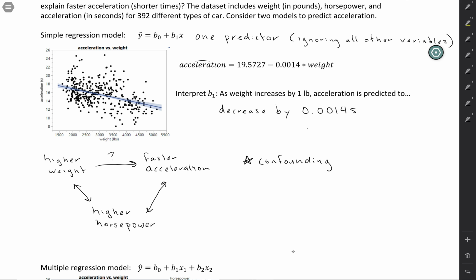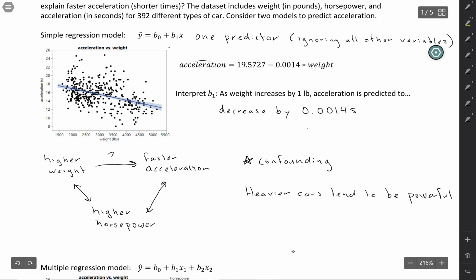So remember, anytime you have a confounding variable, it needs to be linked to both the explanatory and the response. So this seems like a reasonable explanation here, right? Heavier cars tend to be more powerful, in other words, they have more horsepower. Heavier cars tend to be more powerful, and that's what causes the faster acceleration. So it's not actually the weight itself, it's just that weight is linked to another indication, right?